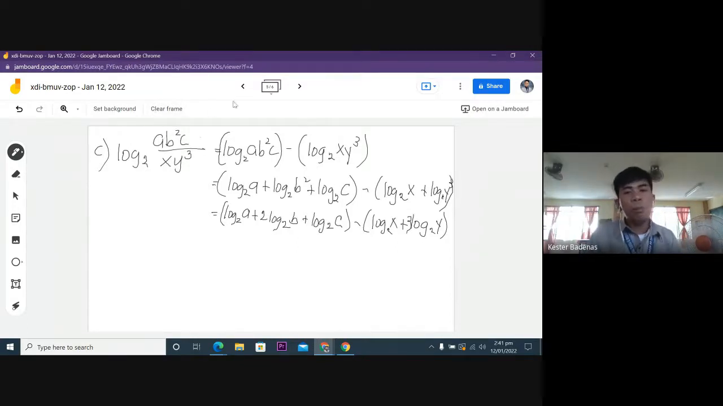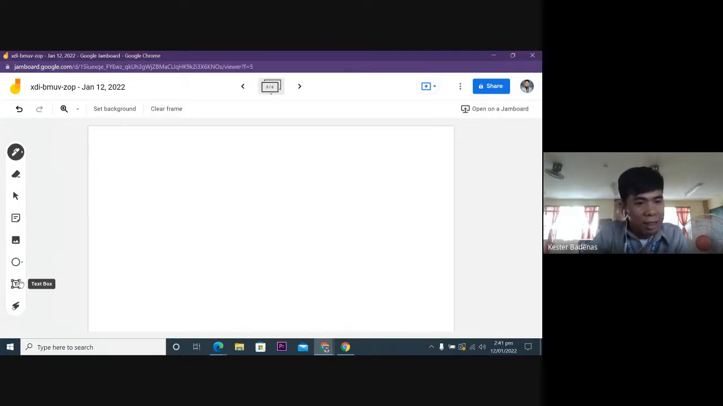Okay, other questions? Meron pa tayong condense or simplified. If there are no more questions, let's proceed to condense or simplify the logarithm.